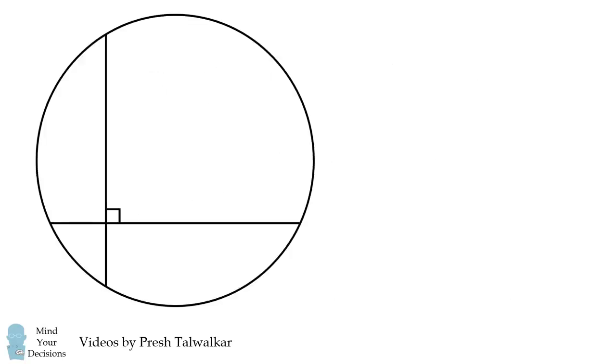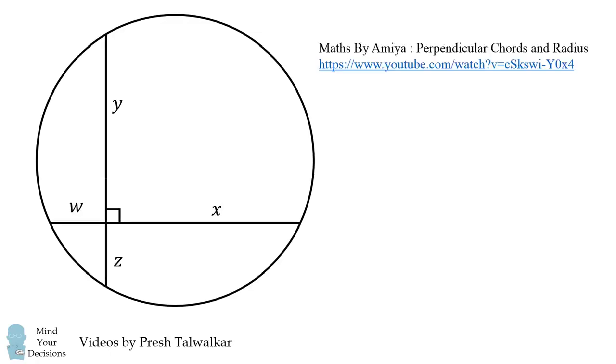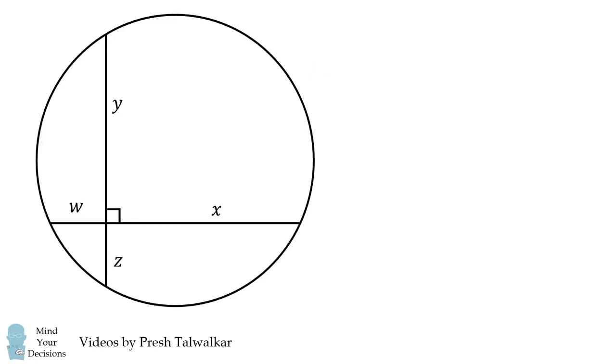Consider a circle that has two perpendicular chords. Let's label these four lengths as W, X, Y, and Z. What's the radius of the circle? There's a great video on the channel Maths by Amaya about perpendicular chords and radius. Here's the remarkable formula: 4 times the radius squared is equal to the sum of the squares of these four values. Wow! So let's use this formula to solve our problem.